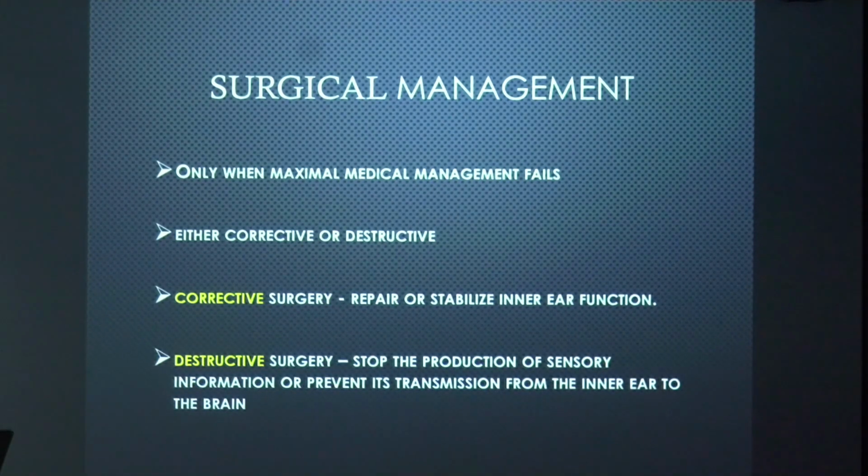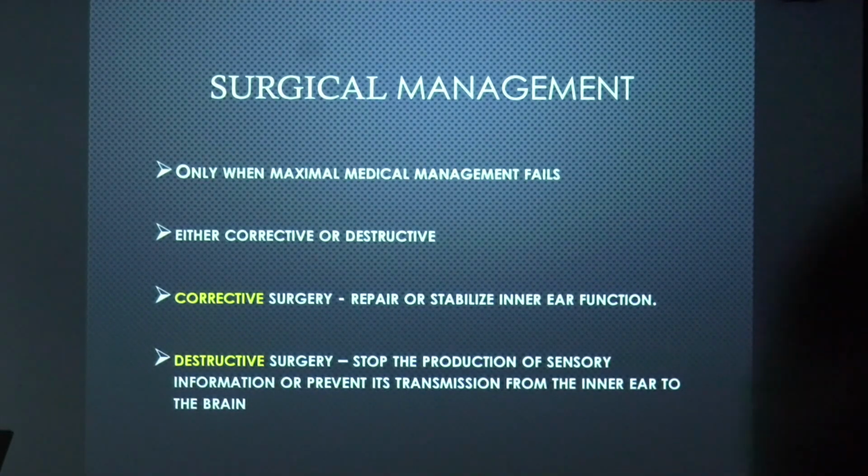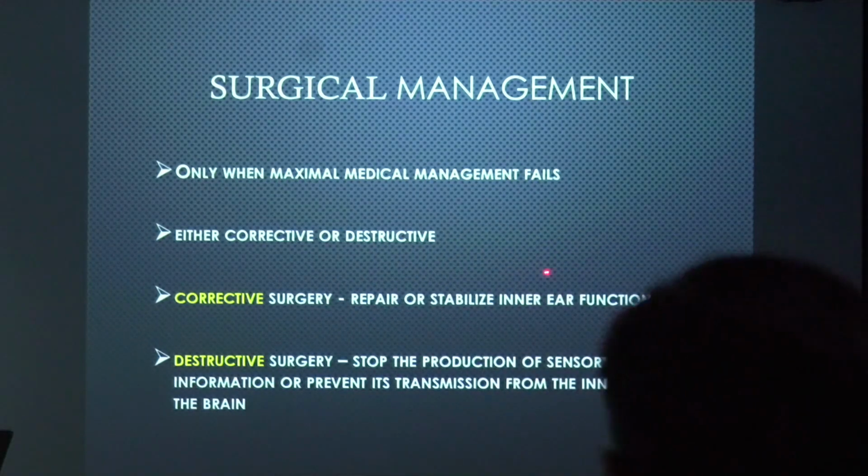For vertigo, we do only 2 surgeries, either for Meniere's disease or for superior semicircular canal lesion. So the surgery can be either corrective or destructive. Corrective when you are treating the cause, which is not possible in Meniere's disease. We tried endolymphatic sac surgery, but we were not successful. In superior semicircular canal, you can treat the cause, at least you can stop the cause.